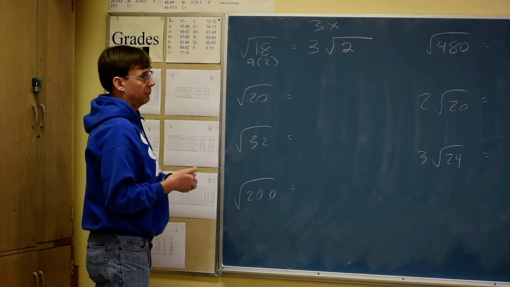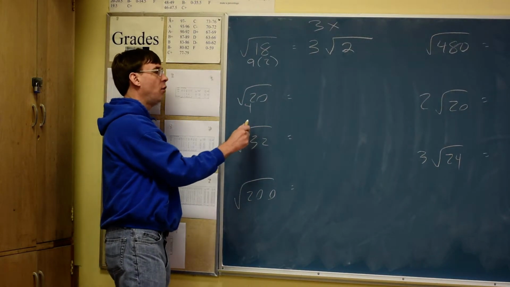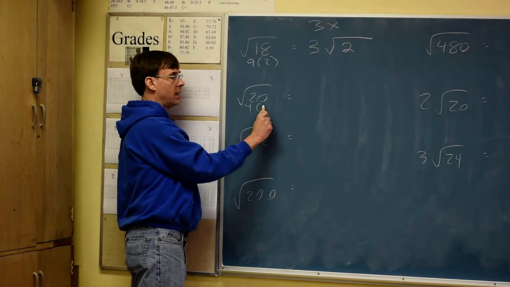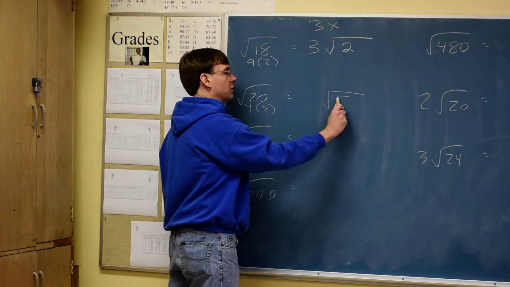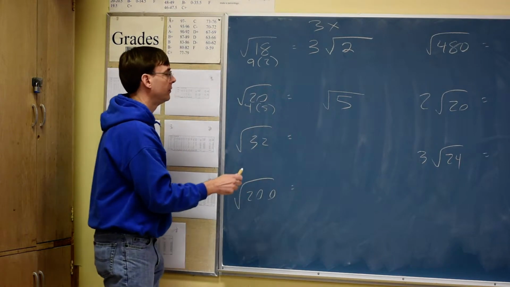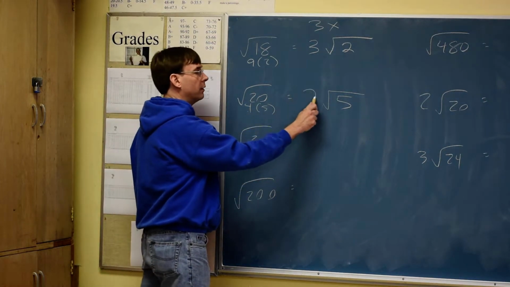For 20, check the superstar list. With 20, 4 goes into 20, and it goes in 5 times. 5 is not a superstar, so 5 is stuck inside. 4 was a superstar, so we square root it. The square root of 4 is a 2.